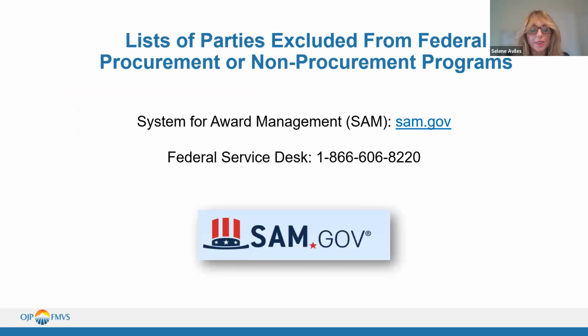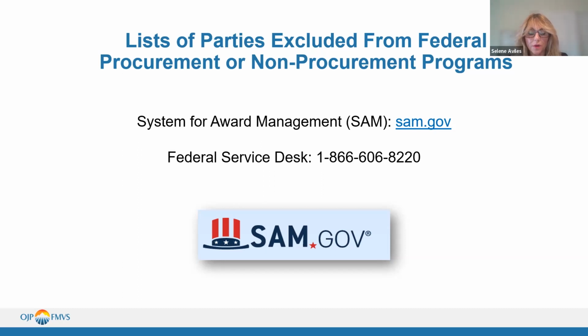So there is a list of parties excluded from federal procurement or non-procurement programs. In the United States, the System for Award Management, SAM, maintains a list of parties excluded from federal procurement. The list, known as the Excluded Parties List System, EPLS, is a database of individuals and organizations that have been excluded from receiving federal contracts or grants due to various reasons, such as fraud, waste, abuse, or misconduct.